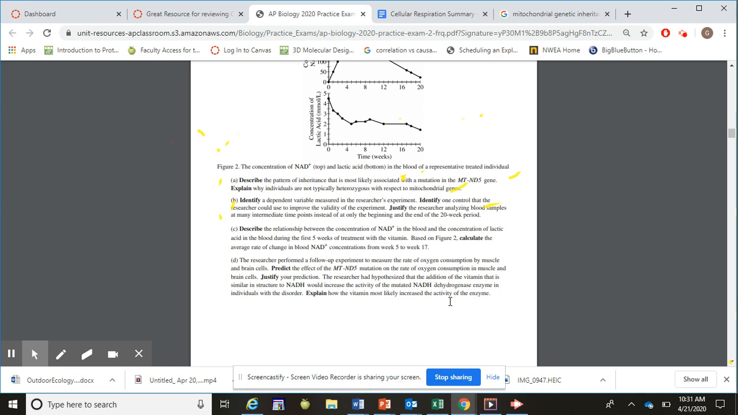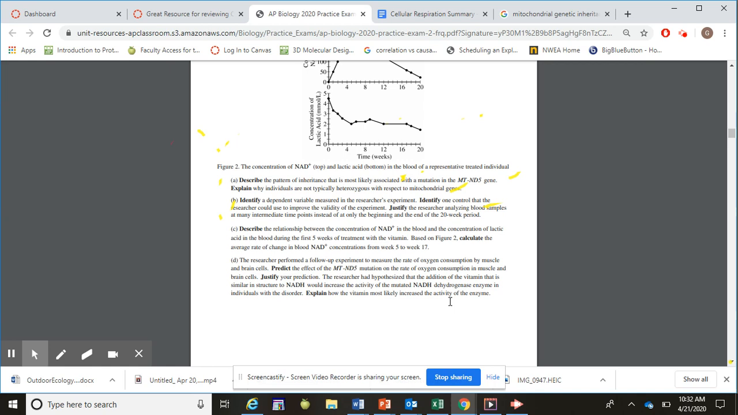then how could it increase the activity of the enzyme? Well, the more substrate you have to break down, the higher activity of the enzyme you're going to see. So if the enzyme doesn't have anything to break down, you're going to have a low rate of enzyme activity. But if you increase the substrate, which in this case the vitamin is mimicking, you're going to see a higher activity in the enzyme because it has more stuff to do, more things to break down. So that's kind of what you guys should be saying for these.